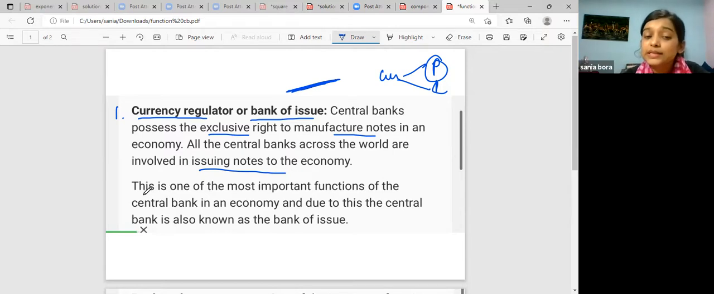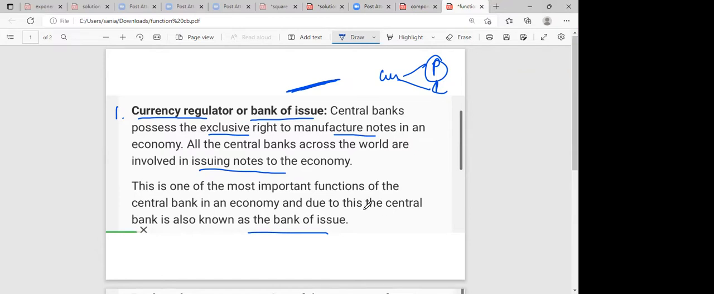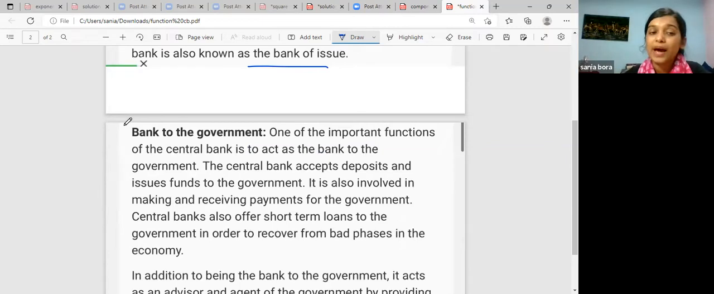This is the most important function of the central bank in an economy. Due to this, the central bank is also known as the bank of issue. You can get a question like: what are the functions of the central bank? Or why is the central bank known as the bank of issue? Or how does the central bank regulate currency? For all of these you will write that the central bank possesses the exclusive right to manufacture notes in an economy, and all the central banks across the world are involved in issuing notes to the economy. This is the most important function of the central bank, and due to this it is also known as the bank of issue. Clear? Yes, ma'am.